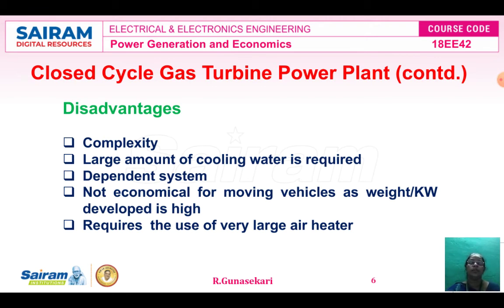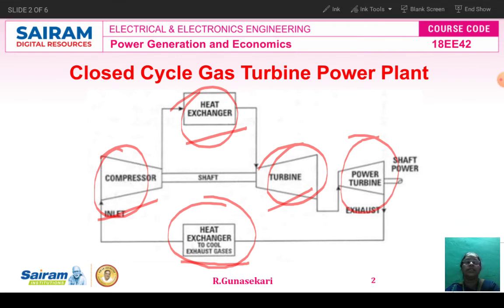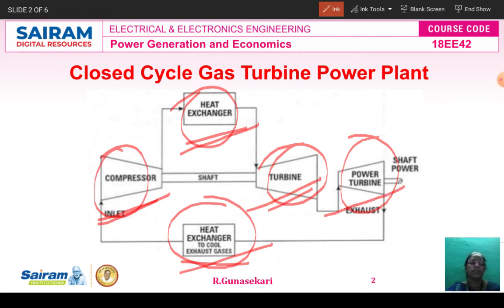Then we studied about the disadvantages of the closed cycle gas turbine power plant. The first one is complexity. Because you see the circuit diagram once again. So here two heat exchangers are there. Here compressor, here also turbine, and then one more power turbine also is there. This turbine only is coupled with the generator. This generator only generates the electricity. So therefore here the complexity is more. We have to control this compressor, these two heat exchangers, and then these turbines and generators.